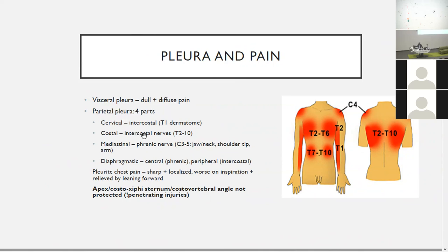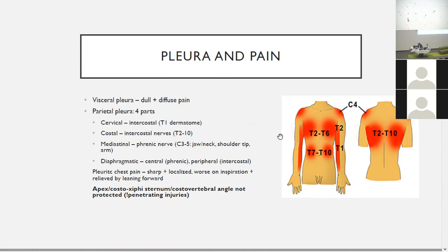Whereas your parietal pleura, like I said, has four parts. The cervical part is innervated by your T1 dermatome, which is your intercostal nerves. The costal part is also by your intercostal nerves, T2 to T6. Your mediastinal part is by the phrenic nerve, similar to the diaphragm. C3, 4, and 5 keeps the diaphragm alive. The diaphragmatic part: central part, phrenic nerve; peripheral part, intercostal nerve. Pleuritic chest pain is sharp, localized, and usually worst on inspiration and relieved by leaning forward.